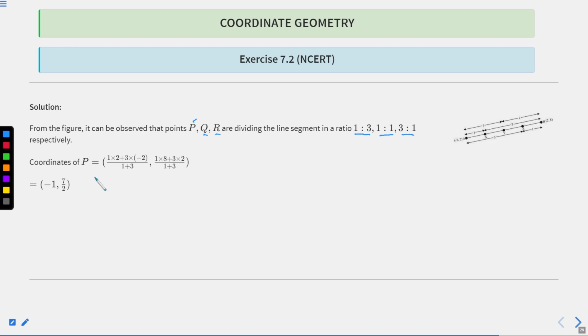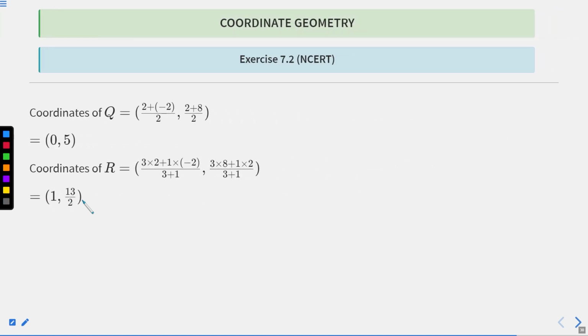Now the coordinates of P are (1 into 2 plus 3 into minus 2) divided by (1 plus 3) comma (1 into 8 plus 3 into 2) divided by (1 plus 3). This is equal to minus 1 comma 7 by 2. Therefore the coordinates of P are minus 1 comma 7 by 2.